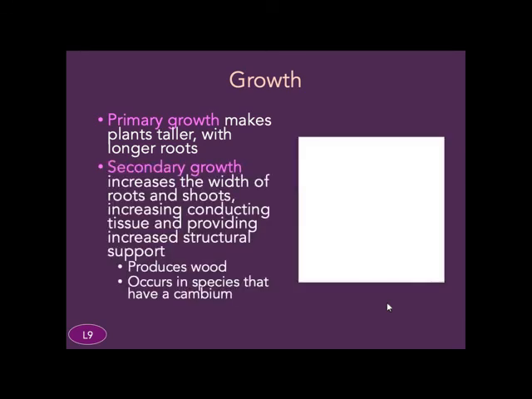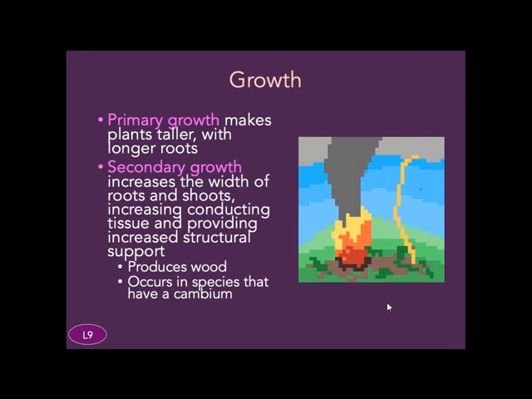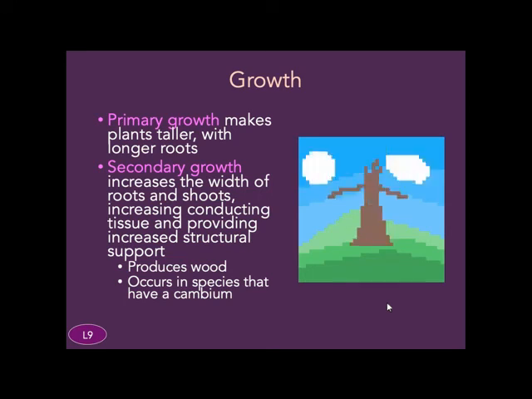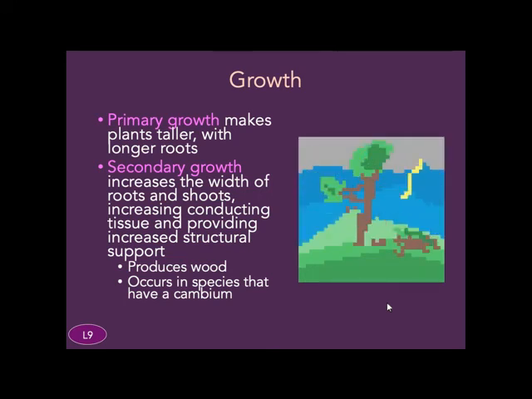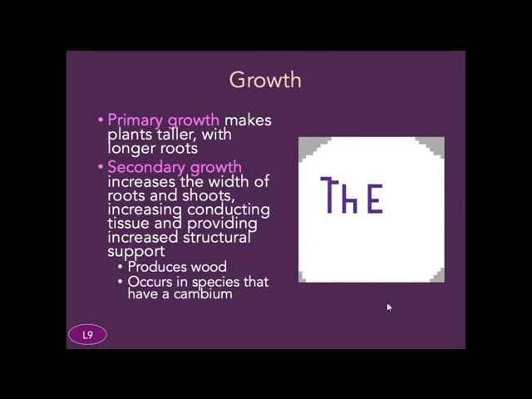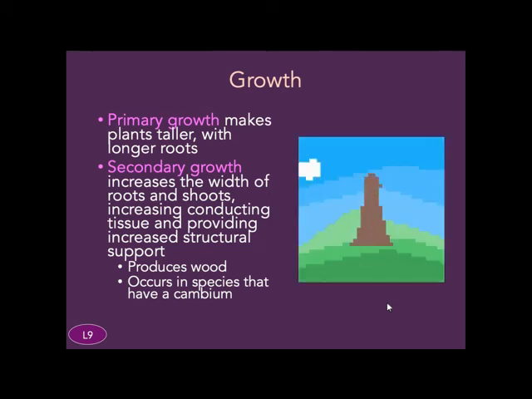Okay, so secondary growth is the kind of growth that makes plants fatter. So it increases the width of roots and shoots, and it increases the vascular tissue that allows liquids to be moved around throughout the plant, and also when that happens, it gives more structural support. So secondary growth is what creates wood, and it occurs in species that have a cambium, which we'll talk more about in lab.